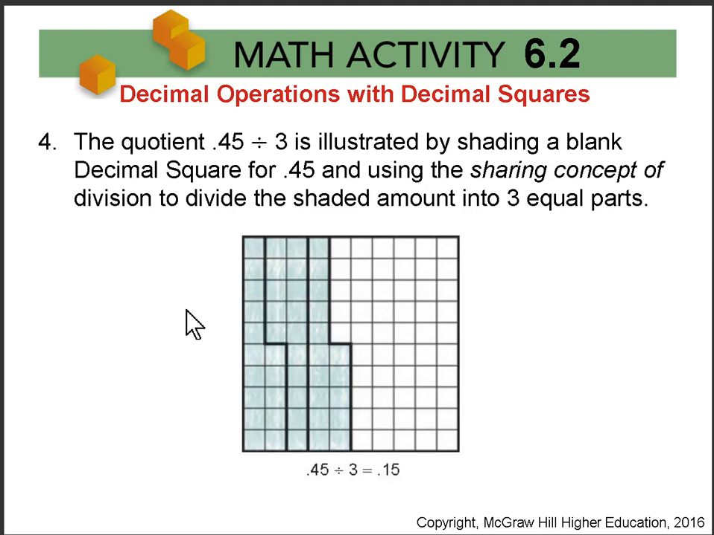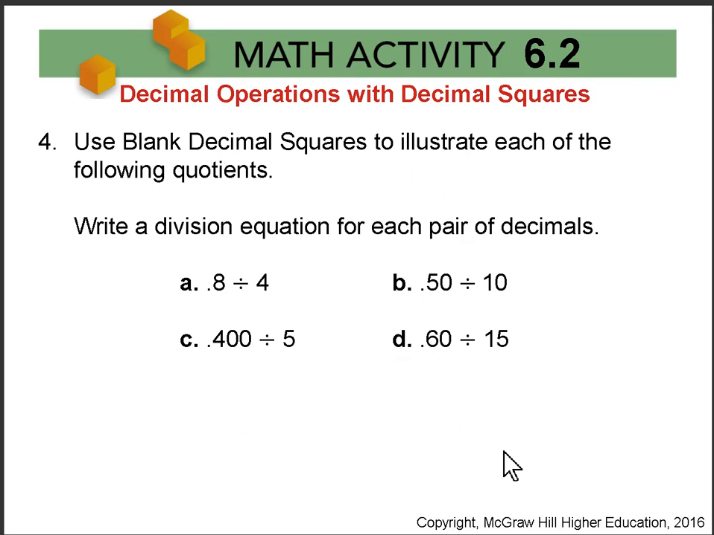So if we put this into 3 piles, we see that each pile has 15 squares, or 0.45 divided by 3 is 15 hundredths. And again, you'll want to sketch this on your 10 by 10 grids. And then we have a variety of division questions for you to work out using your decimal squares.